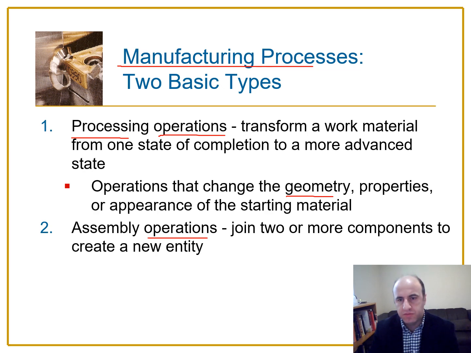One example is machining. We change geometry. We change the shape of the part. For property, one example is heat treatment, where we can change the strength of a steel or other material. In the assembly operation, we join two or more components to create a new entity. One example of assembly operation is joining, or welding processes.